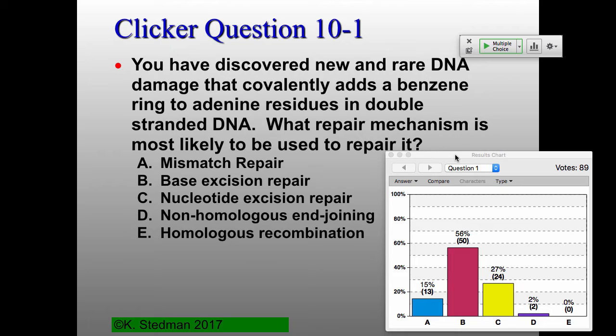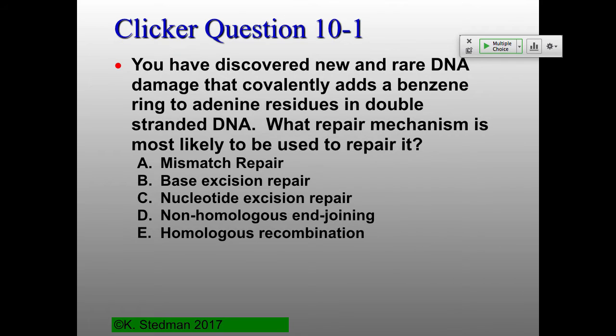Nucleotide excision repair. Why nucleotide excision repair? Because it's looking at the overall structure of the DNA. What would happen if you put a benzene ring in here? It's going to really screw up the structure because of all the base stacking interactions that you have in there. So it's really going to mess with the structure of your DNA, and it's rare. So what do we think? C. Yes, and I would agree with you that C is the correct answer for this.